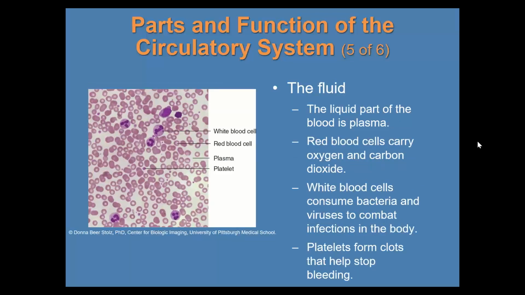So the blood itself: the liquid part of the blood is plasma, and the red blood cells carry oxygen and carbon dioxide. The white blood cells consume bacteria and viruses to combat infections in the body, and platelets form clots that help stop bleeding. So we're going to talk about that. I'm not going to get too much into what we call the clotting cascade, but we'll make reference to that, and why it's important for temperature and things. When we talked about skin, we talked about keeping people warm and controlling their body functions, right? So that definitely has a big part in our shock management.